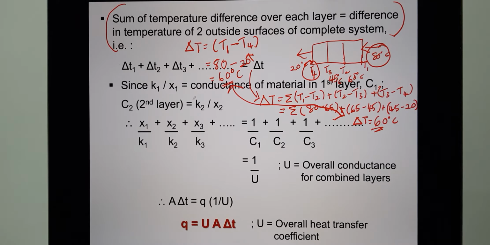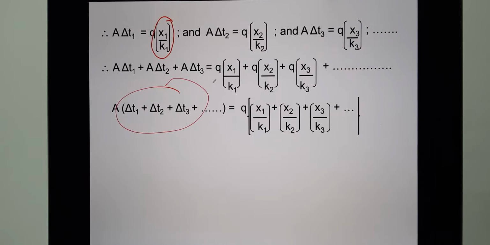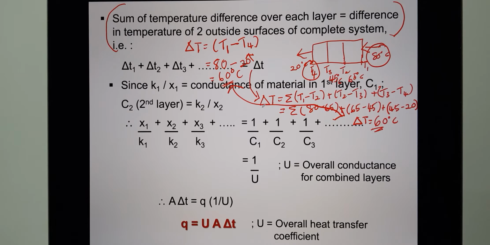Since K1 over X1 is the conductance, alright? Refer back to this one. K over X is conductance, the conductance of the material for the first layer. Second layer is K2 over X2. So we rearrange the equation. It becomes X1 over K1 plus X2 over K2 plus X3 over K3. This one is coming from the previous slide. Okay, this is equivalent to 1 over C1 plus 1 over C2 plus 1 over C3.